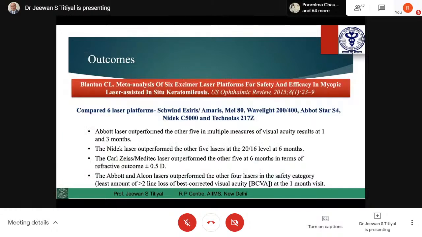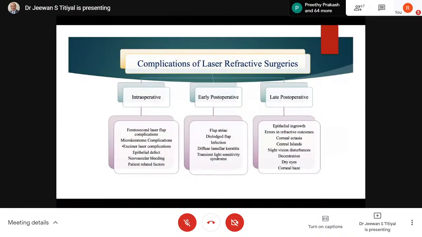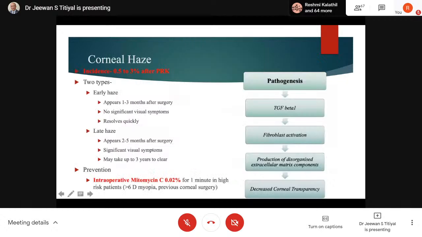Comparing devices, as I said, for laser ablation, you have various systems which are currently available. We have the MEL 90 and WaveLight with us. Then other systems like Swan and Nidec are all good systems. If you compare them, they are all within the guidelines or FDA requirements. Complications, as you all know, can be divided into intraoperative, early postoperative, or late postoperative. So these you can all see in the books also. Let me take you through a few important things.